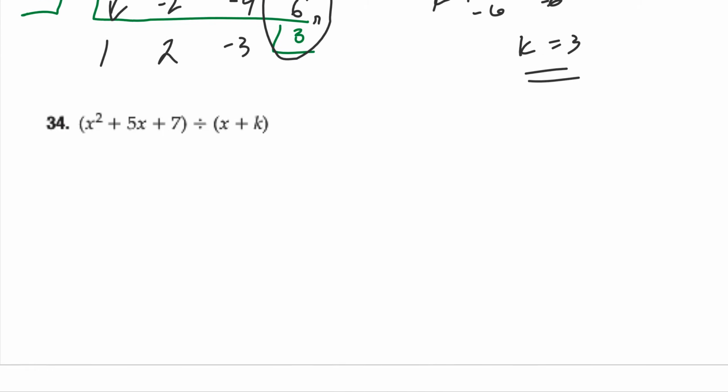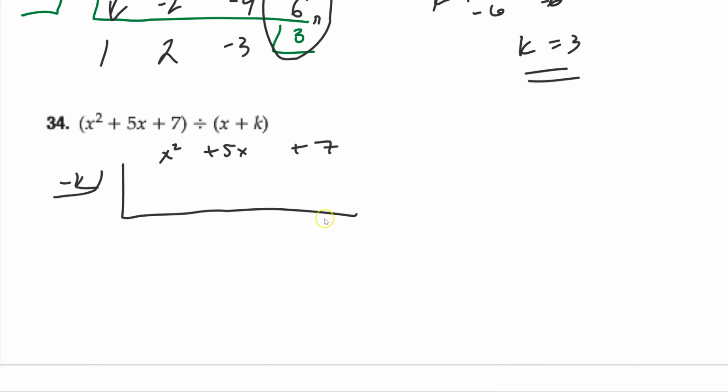with the next one. Now this one tells me I have x squared plus 5x plus 7. And then I'm going to use -k. And the remainder is 3. There's actually 2 ways to do this. I'm going to show you another way to do this one also. But let's use the coefficients.